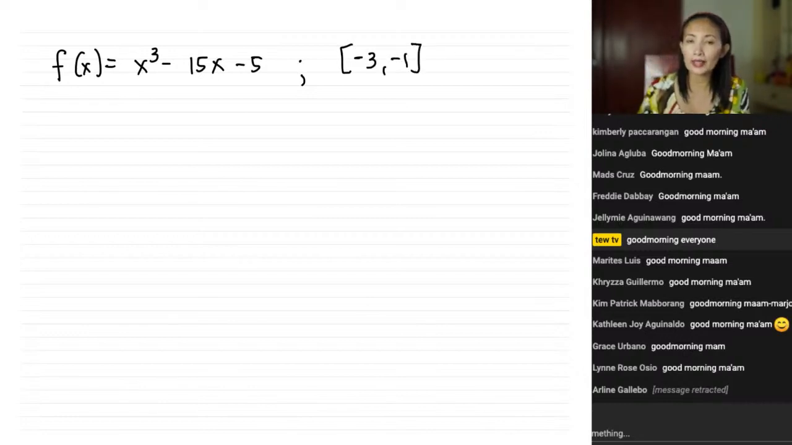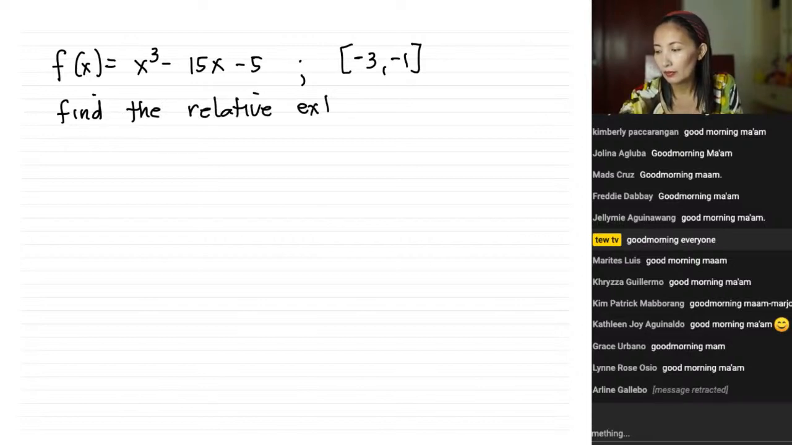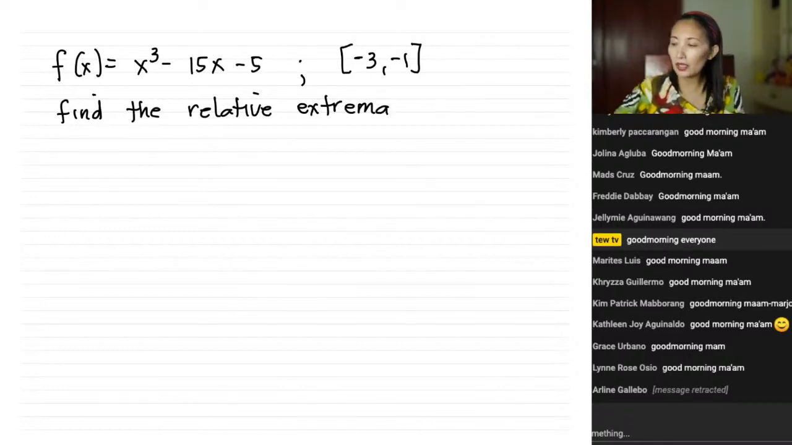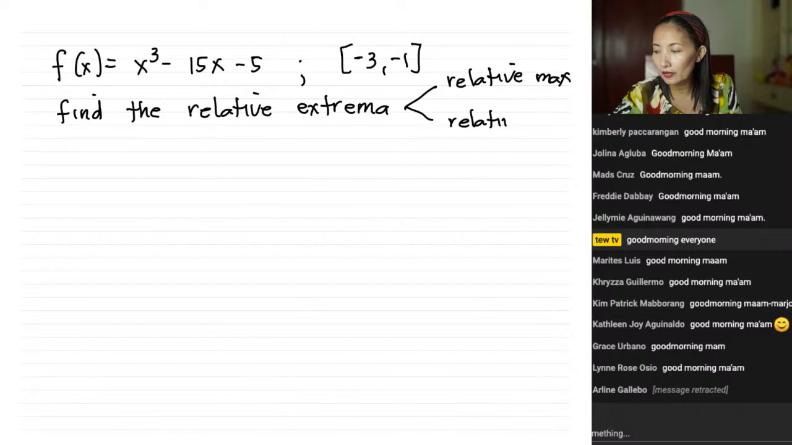Okay, so find the relative extrema. By relative extrema, we mean either relative max or relative min. Okay? Relative max or relative min. Relative minimum.